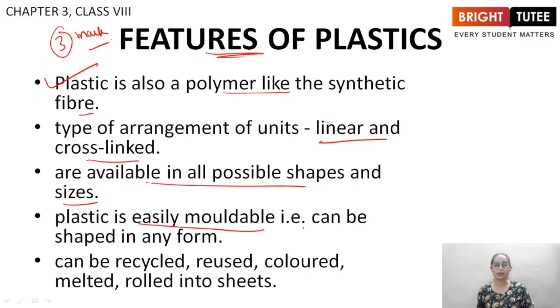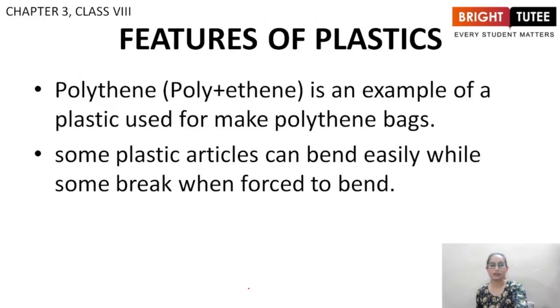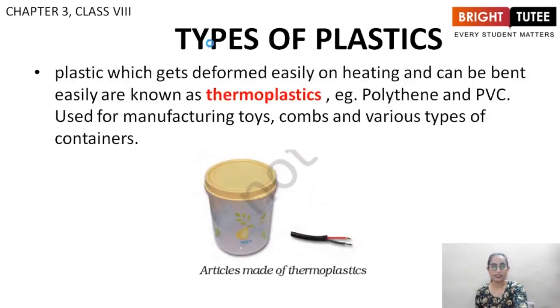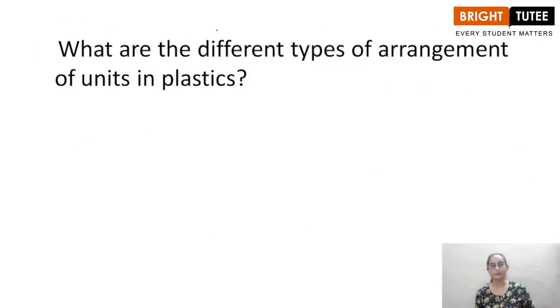Plastic is easily moldable, can be shaped in any form. It can be recycled, reused, colored, melted, rolled into sheets. Also, polythene is an example of a plastic used for making polythene bags. Some plastic articles can bend easily, while some break when forced to bend. So these are all the features that you have to mention in this question.